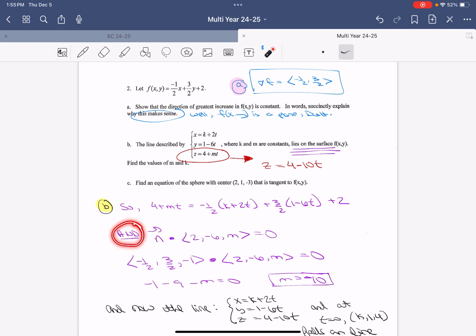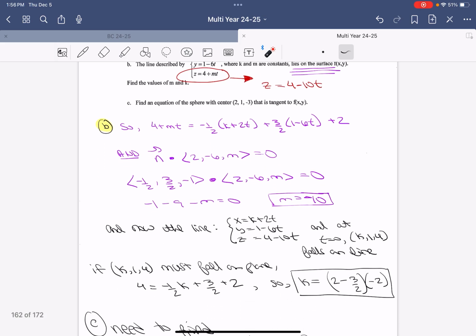The aha moment is that if this line is on this plane, then the dot product of the vector parallel to the line and the vector perpendicular to the plane should equal 0, which means m equals -10.